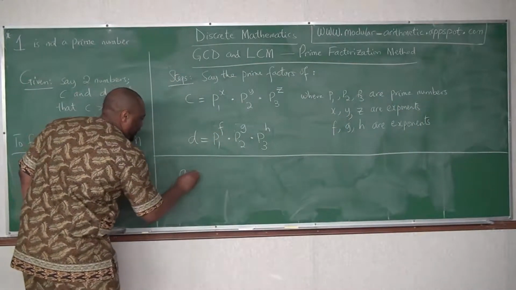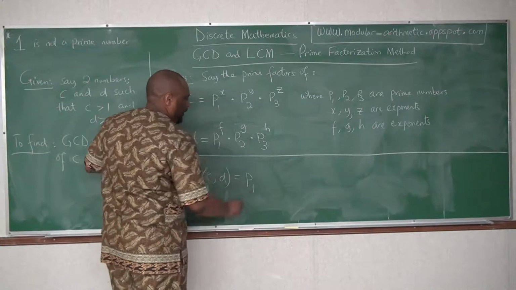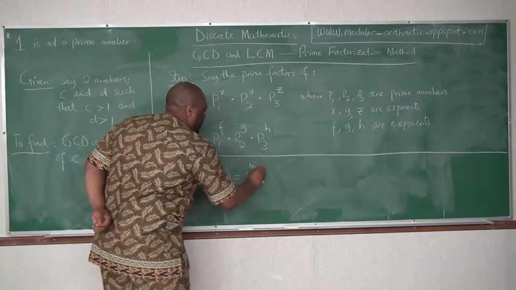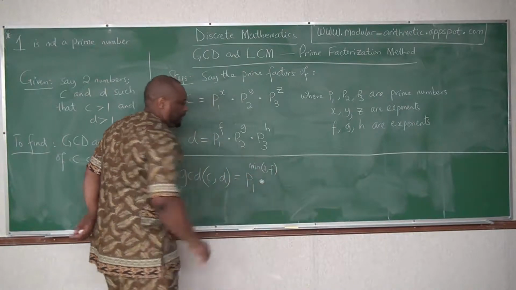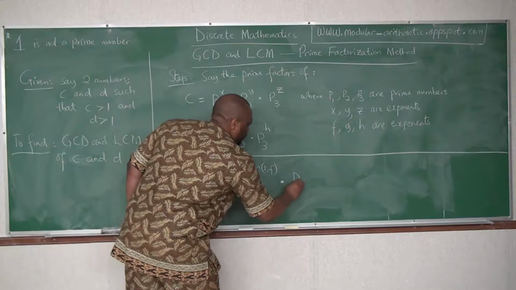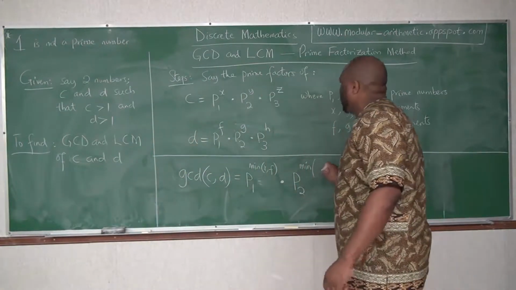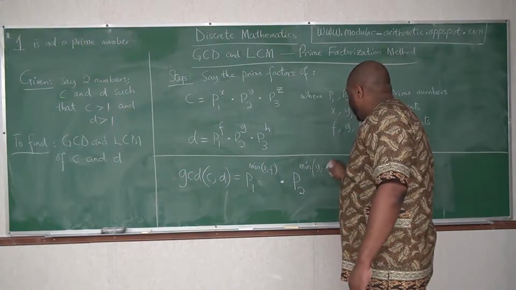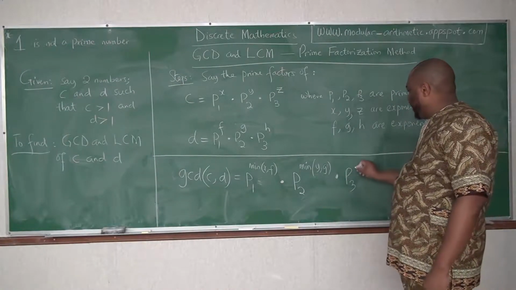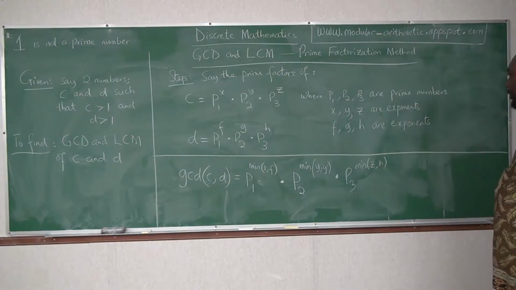So we say GCD of C and D is P1 gets only one P1, but find exponent, the minimum number between X and F, times P2, the minimum number, raised to power minimum of Y and G, times P3 raised to exponent minimum number between Z and H. That's your GCD of C and D.